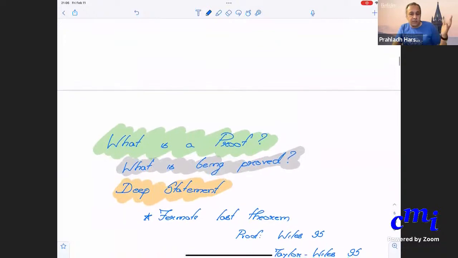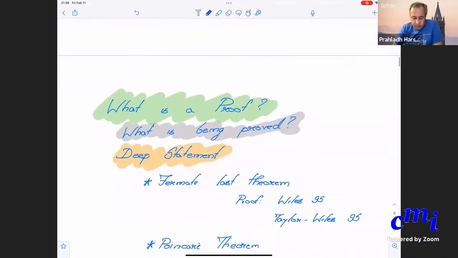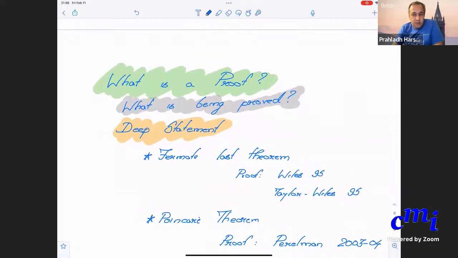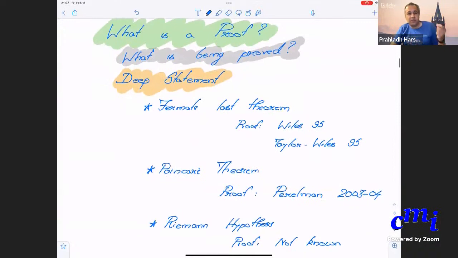These could be deep mathematical statements like Fermat's Last Theorem, which was proved by Wiles, and Taylor and Wiles, in 1995, or the Poincaré conjecture, which was proved by Perelman. If some of you know this, Grigori Perelman released the proof of the Poincaré conjecture in 2003-2004. One thing which will not fit in this notion for us is the Riemann hypothesis, which is still a conjecture, and we don't yet know whether it's a true statement or not. So these are statements of deep mathematical theorems, and you can formalize what a proof means for them.